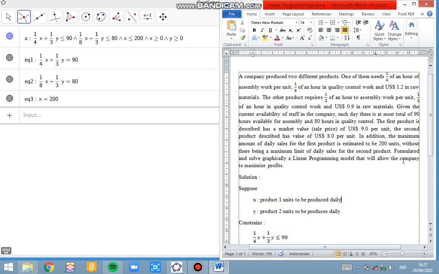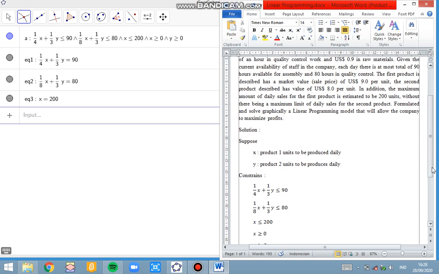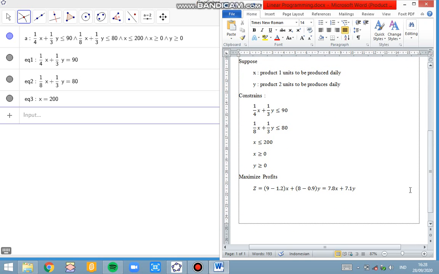The constraints for this case represent the daily assembly time availability, the time availability for quality control, and establish an upper bound for the manufacturing and daily sales of product 1. They are 1/4 x plus 1/3 y less than or equal to 90, 1/8 x plus 1/3 y less than or equal to 80, x less than or equal to 200.